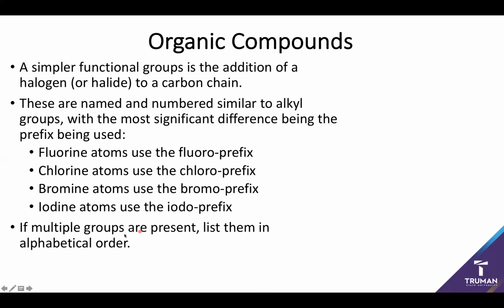And if I've got multiple different groups present, I list them in alphabetical order. So bromo first, then chloro, then fluoro, then iodo. So let's go ahead and see what I'm talking about. For example, if I have a methane molecule, 1 carbon, and I've replaced 3 of the hydrogens with chlorines, I now have 3 chlorines, so trichloromethane. Again, suffix stays the same. I only add this additional prefix. You may know trichloromethane better by its common name of chloroform.